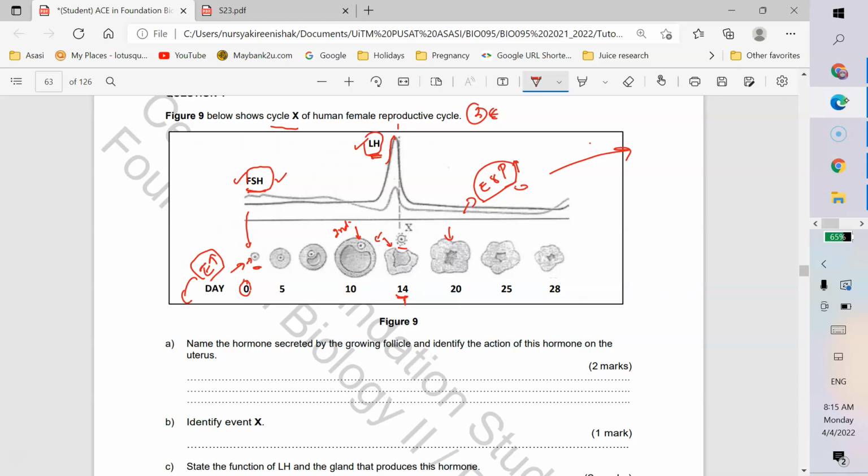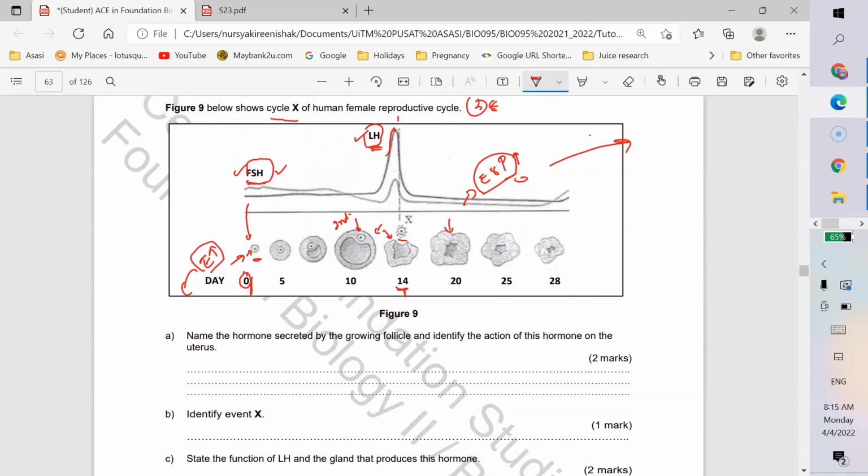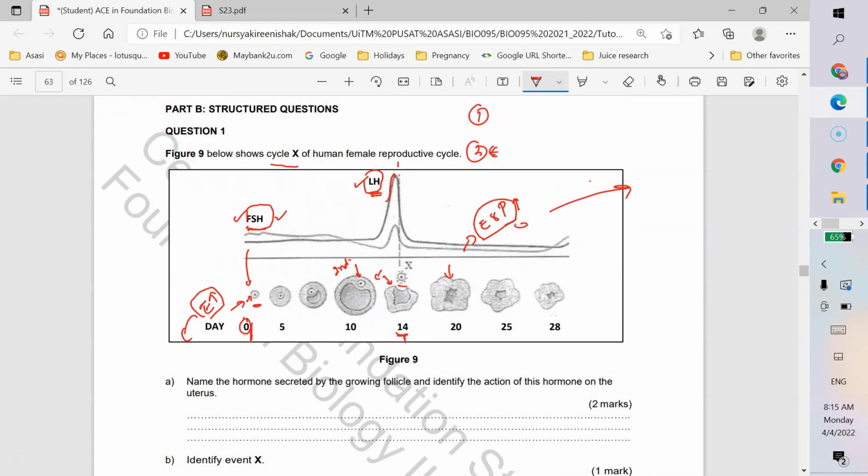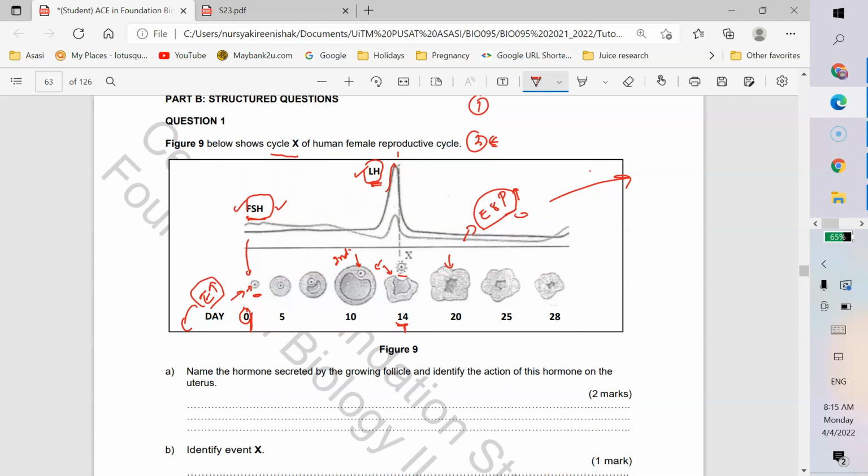Hari pertama menstruation tu, hari pertama period, will be the start of the menstrual cycle. So ini saya bagi sekali overview of what happened in the ovarian cycle, and also secara tak langsung kita tengok juga apa yang jadi dekat menstrual cycle.